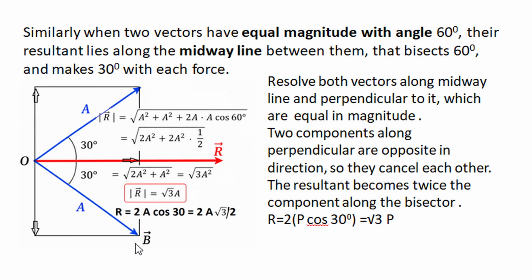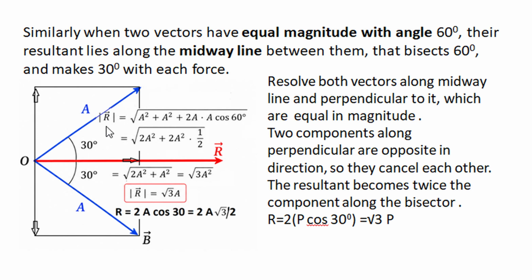So when two vectors of equal magnitude A have an angle 60 degrees, take the bisector line as a reference, and the resultant of these two vectors comes along the bisector line that makes 30 degree angle with each force. Now resolve these two forces, one along the midway line and second perpendicular to it, and perpendicular components equal and opposite cancel each other, and midway line components add together to become twice A cos 30. Cos 30 is root 3 by 2. So this resultant comes as root 3 A.